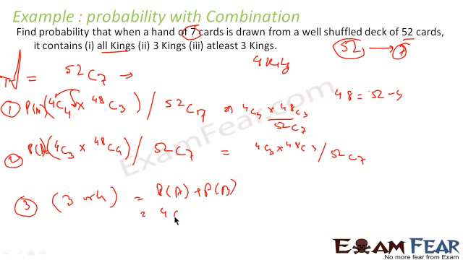So when you add these two, you get 4C4 into 48C3 by 52C7 plus 4C3 into 48C4 by 52C7. Please note that this is 7, so 4 plus 3 is 7, and 3 plus 4 is also 7.